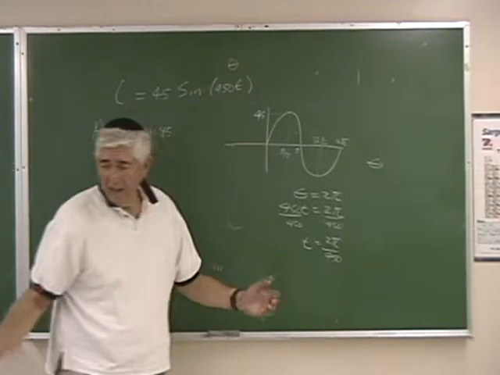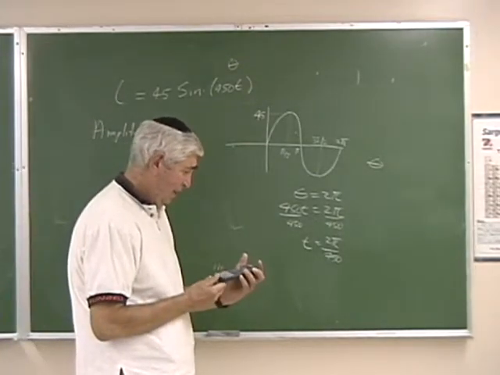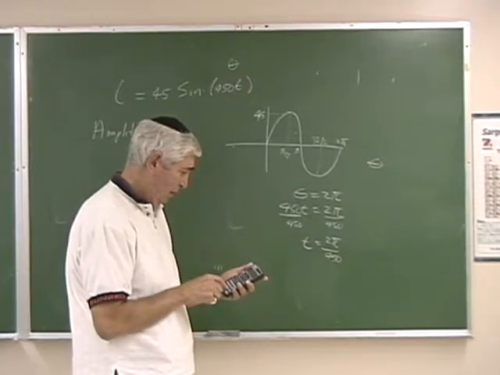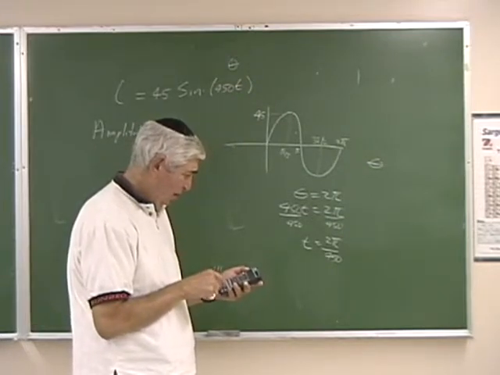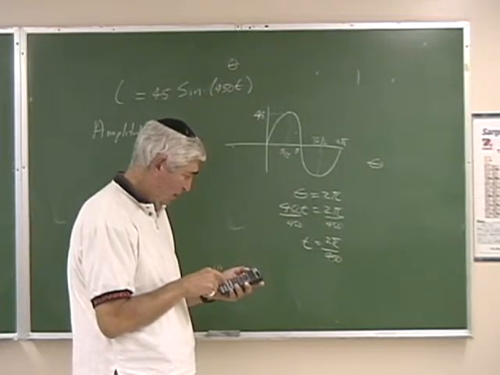So I'm going to use a calculator, and I'm going to put into the calculator, turn it on first, 2 times second function pi divided by 450.